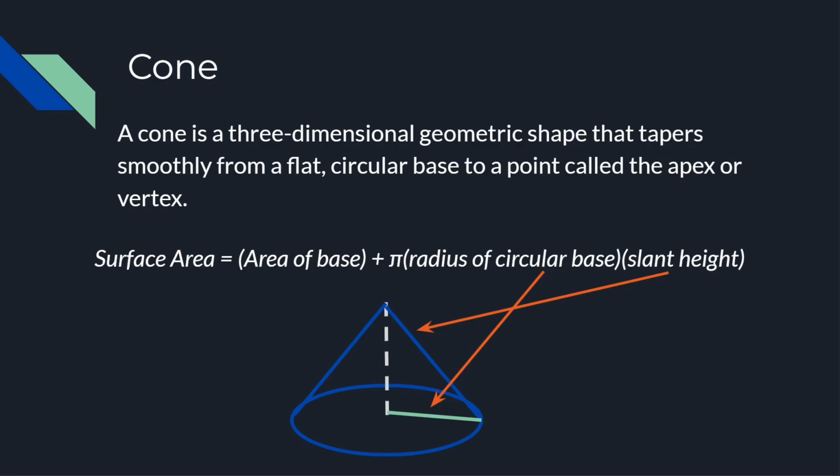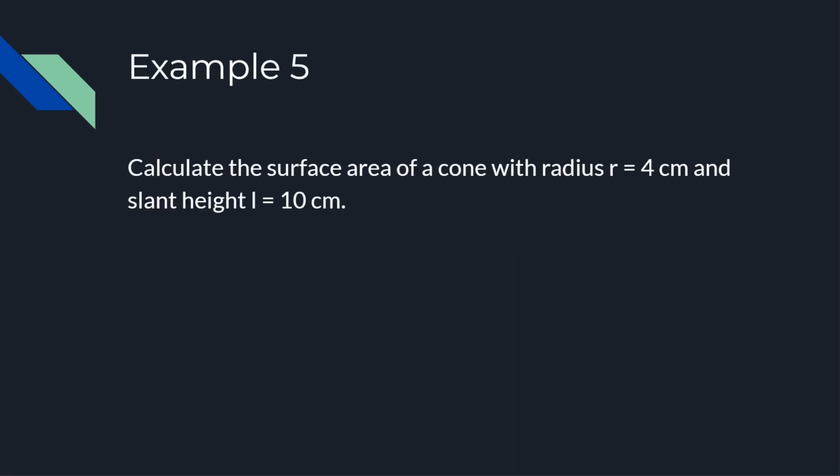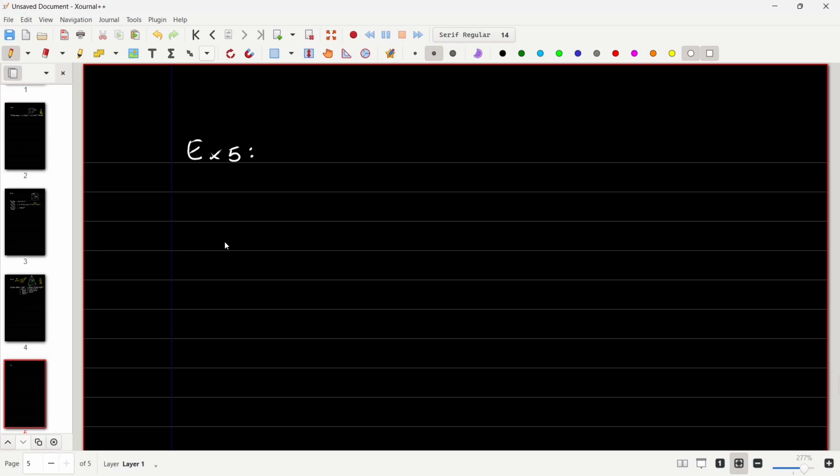Now, a cone and a cylinder are similar in that they are both solids of revolution. I will leave it up to you to figure out what shape is revolving and how it's revolving to produce a cone. Let's try this example for the surface area of a cone. First thing I want to do is to draw a shape.